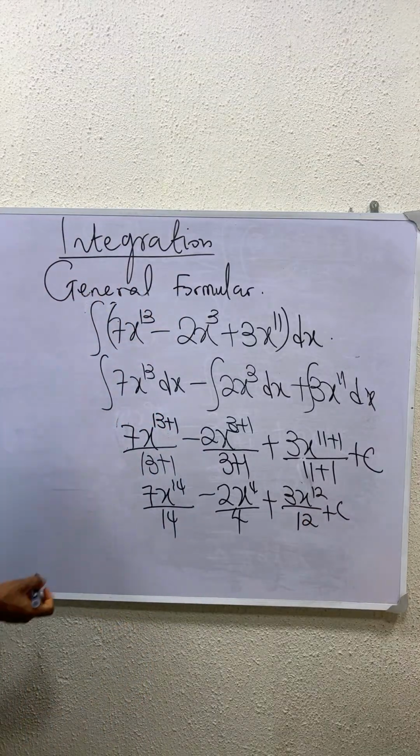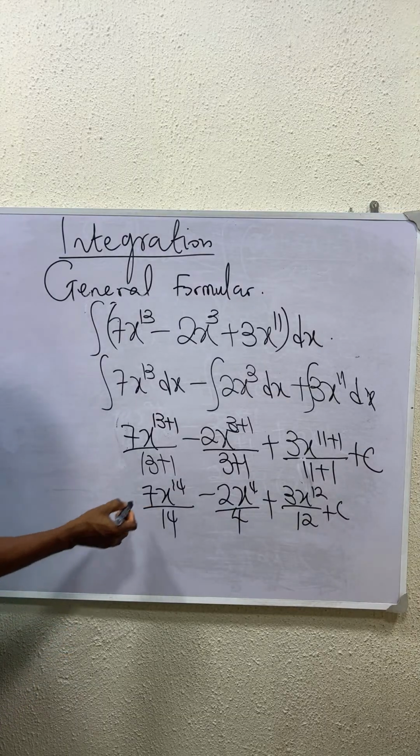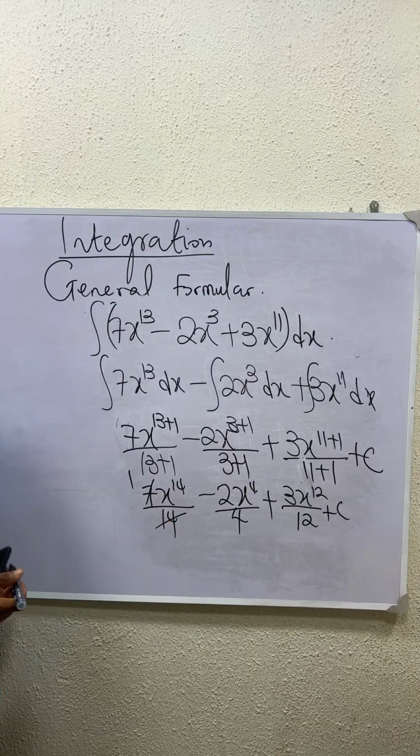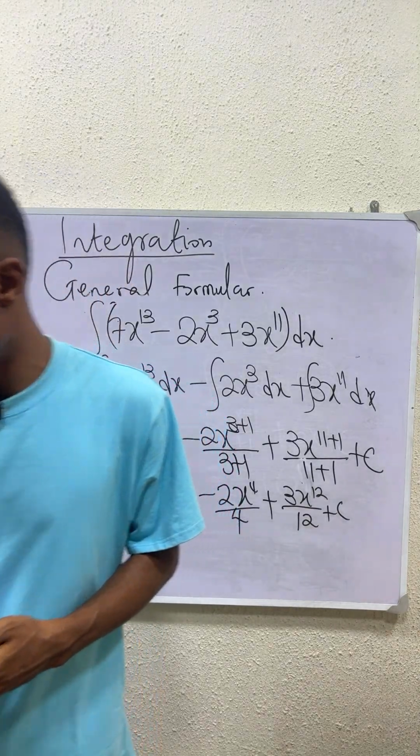Okay? So what do you observe? 7 and 14 can actually divide each other. So if I divide the top by 7, I have 1. If you divide 14 by 7, what do you get?